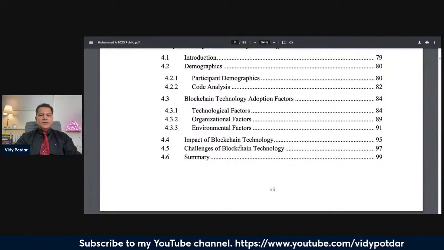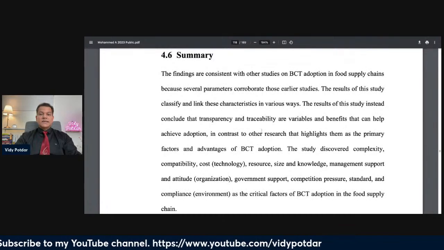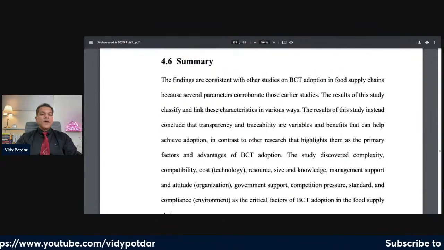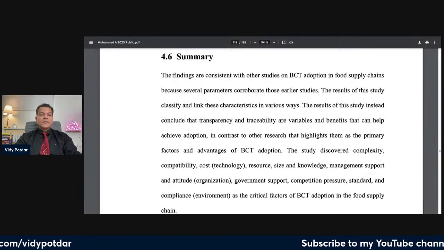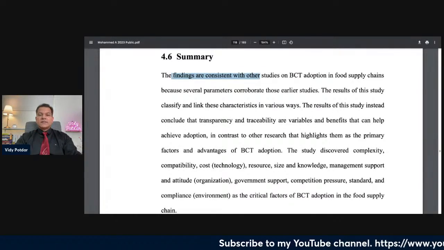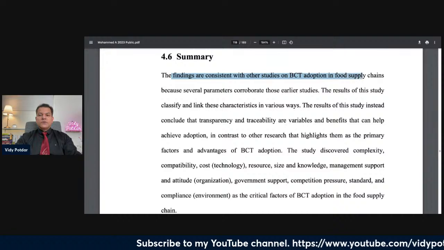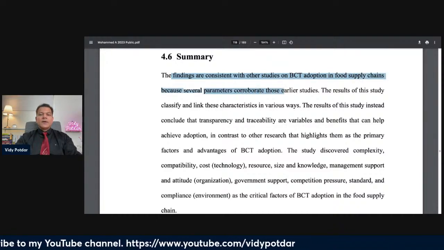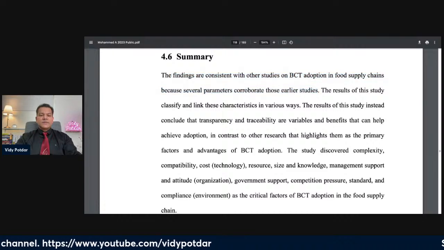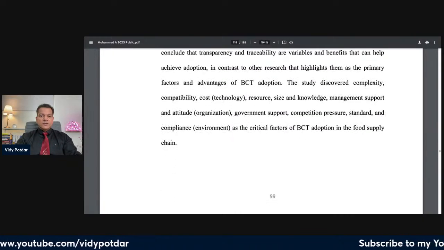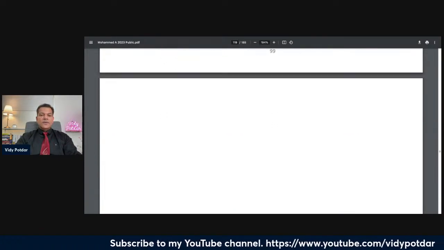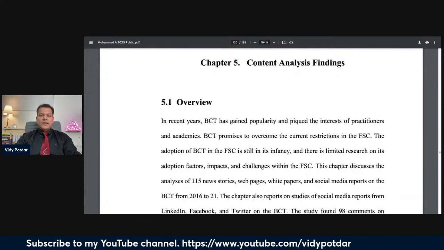Challenges. Then summary of this thesis. So you can see this is the core key findings from the qualitative analysis. The findings are consistent with other studies in blockchain technology adoption in food supply chains, because several parameters corroborate with the earlier studies. So in terms of technology, organizational, environmental factors, what was identified through interviews was aligned with the studies that were done earlier.